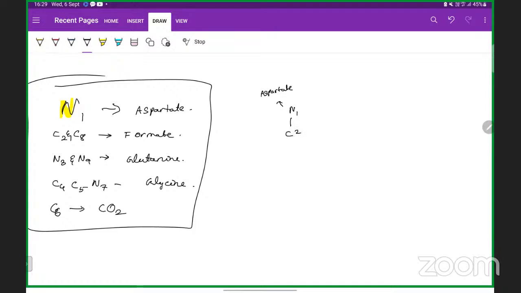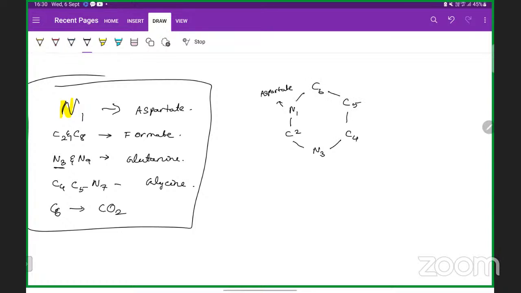Now after N1, you're going to have your second part, that is going to be C. C2 is going to be there. Next, what is N3? See, in the third position there is N, so I am putting N3. Then C4 is there, then C5 is also there. Then you're going to have C6.